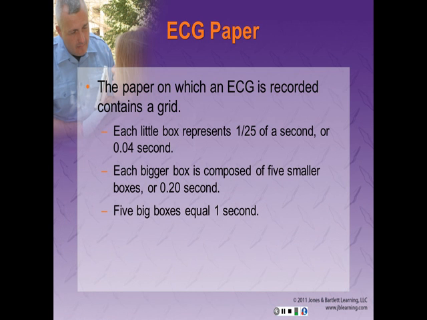ECG paper contains a grid. Each little box represents 1/25th of a second, or 0.04 seconds. Each bigger box is composed of 5 smaller boxes, or 0.20 seconds. 5 big boxes equals a second.